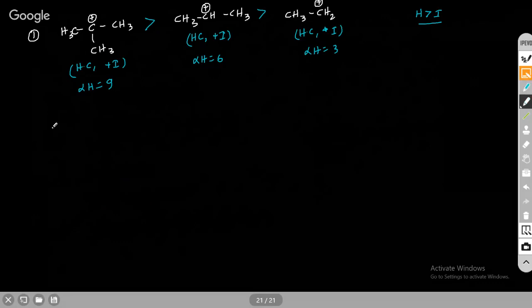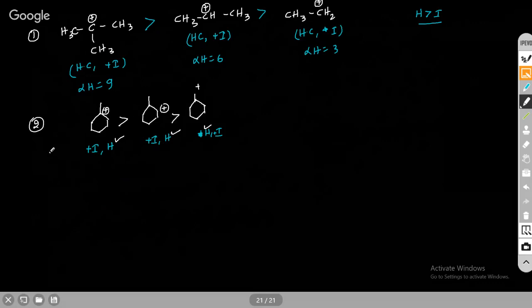Another example you see, what all effects are possible? Again we have plus I, hyperconjugation. But which one is dominating in all these? Hyperconjugation is dominating.